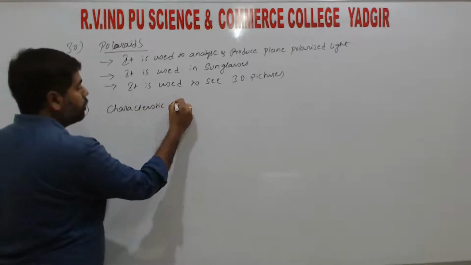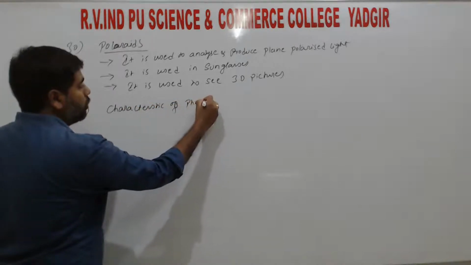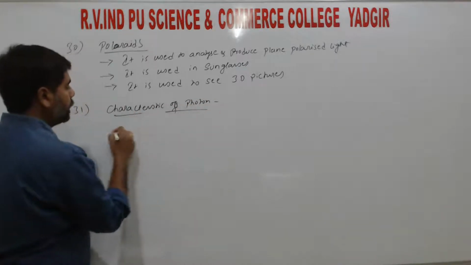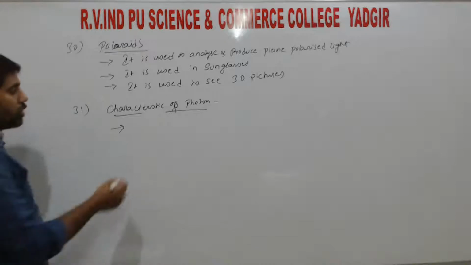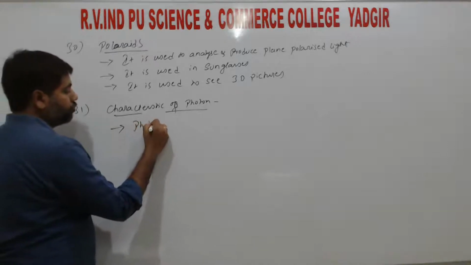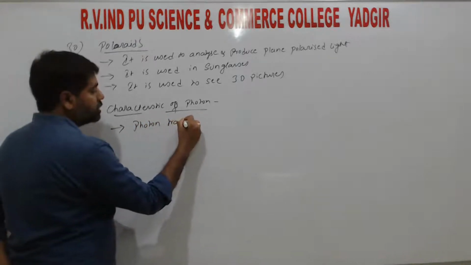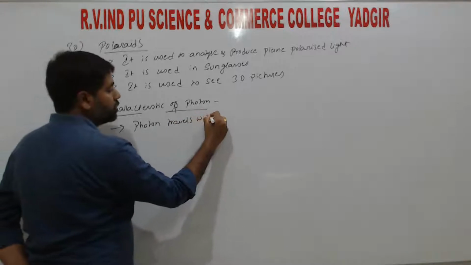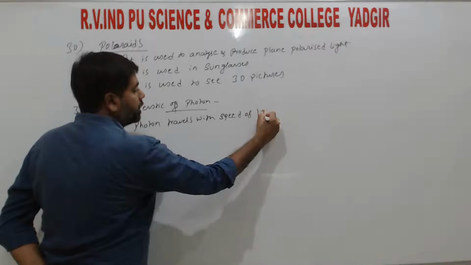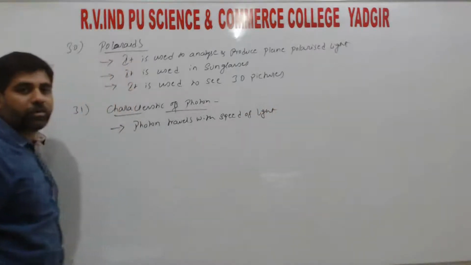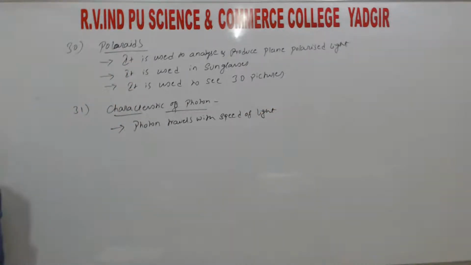Characteristics of photon, right? The first one is that a photon travels with the speed of light, that is 3 × 10^8 meter per second. So that is the first characteristic of a photon.